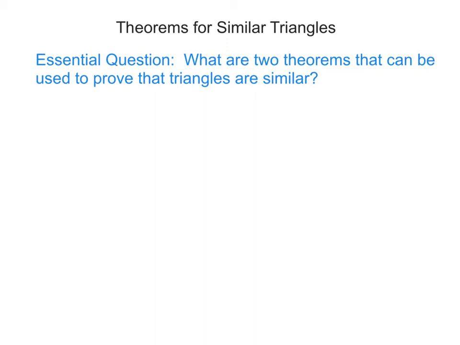As you might remember, in the last lesson we learned that there is a postulate called the angle similarity postulate, where if you have two angles of one triangle congruent to two angles of another triangle, then the two triangles are similar. Well, in this lesson, we're going to learn about two theorems, which can also be used to prove triangles similar.